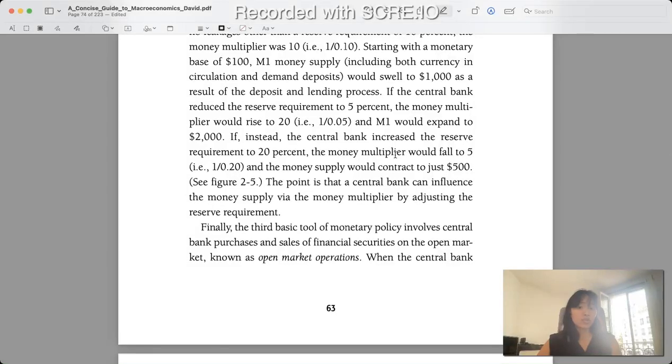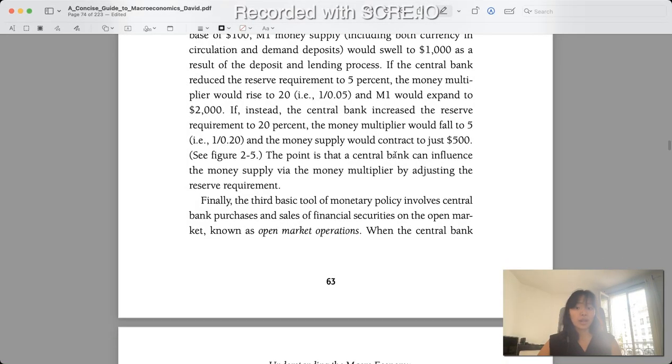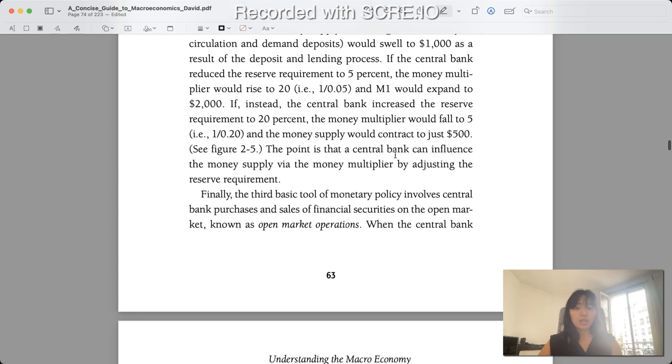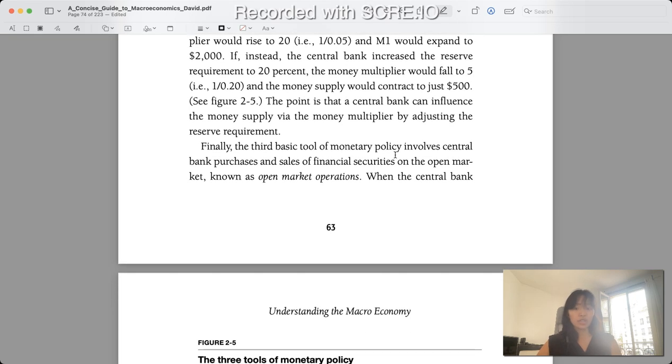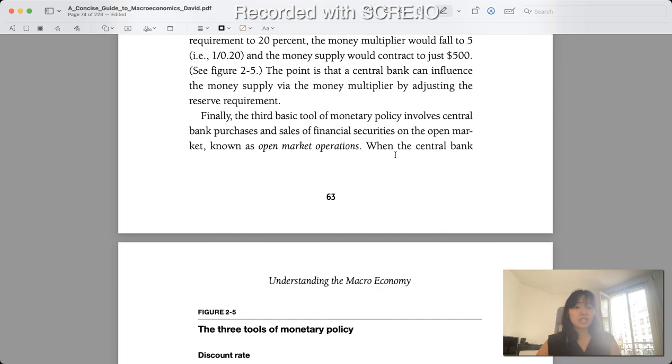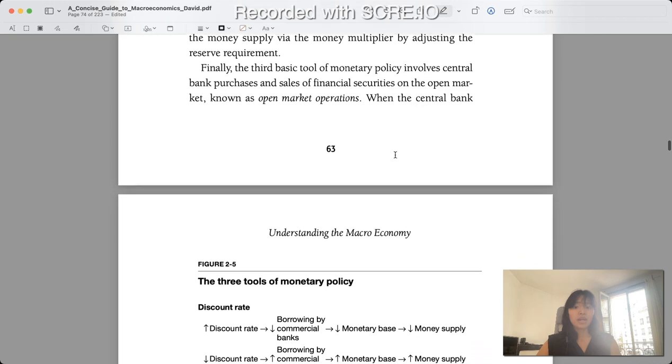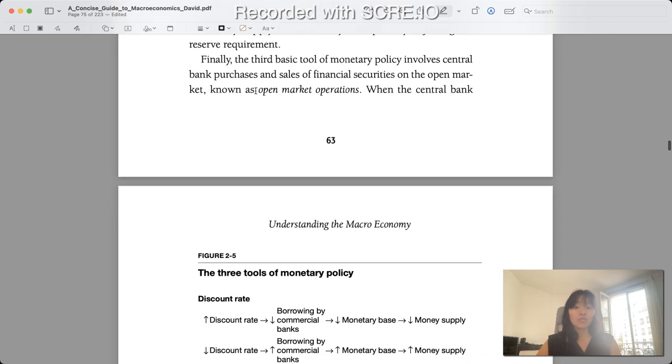If the central bank reduced the reserve requirement to 5%, the money multiplier would rise to 20, and M1 would expand to $2,000. If instead the central bank increased the reserve requirement to 20%, the money multiplier would fall to 5, and the money supply would contract to just $500. The point is that a central bank can influence the money supply via the money multiplier by adjusting the reserve requirement. Finally, the third basic tool of monetary policy involves central bank purchases and sales of financial securities on the open market, known as open market operations.